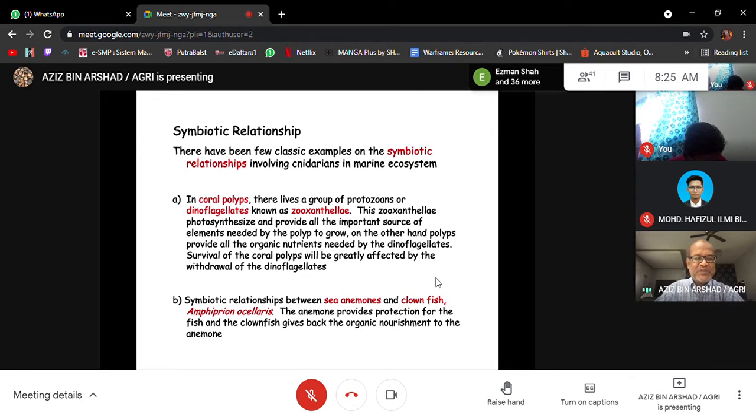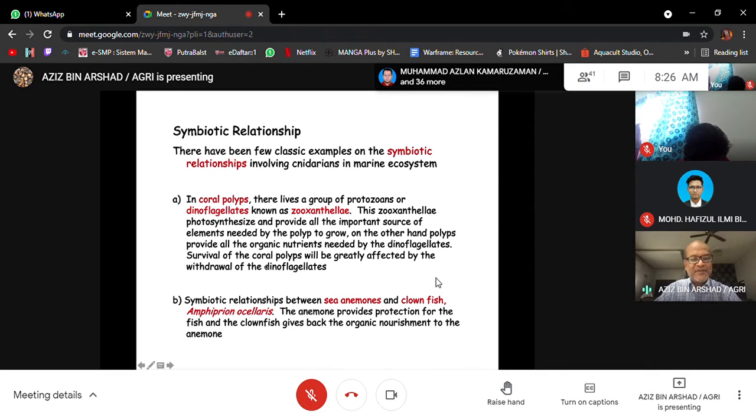the relationship between zooxanthellae and the coral polyps. Zooxanthellae, as I've been saying, is a group of protozoan, or precisely dinoflagellates. Zooxanthellae have the requirement to photosynthesize. They make food through photosynthesis, and whatever the product will be passed over to the polyps to grow. So what do they have in return? The polyp will provide all the organic nutrient needed by the dinoflagellate.